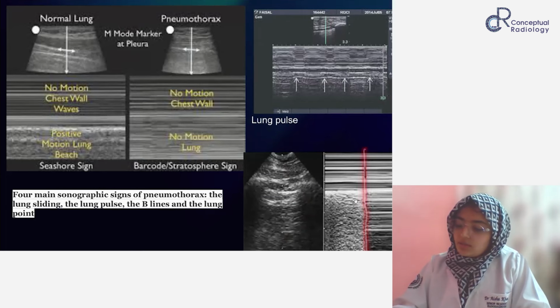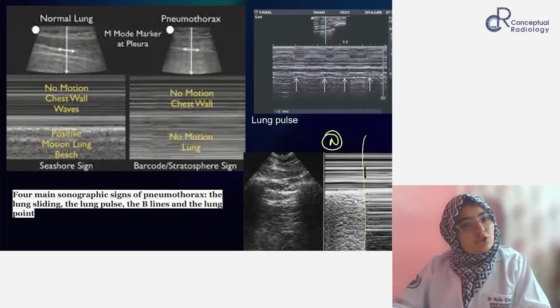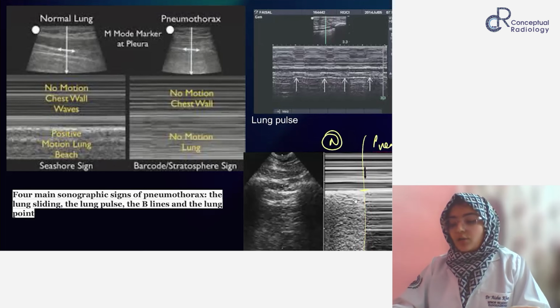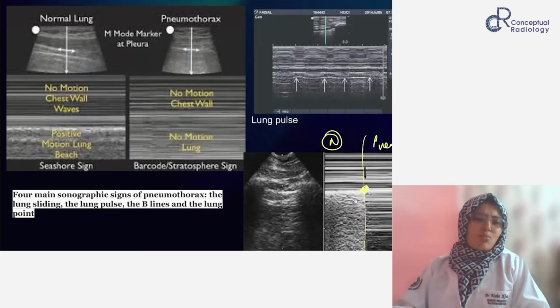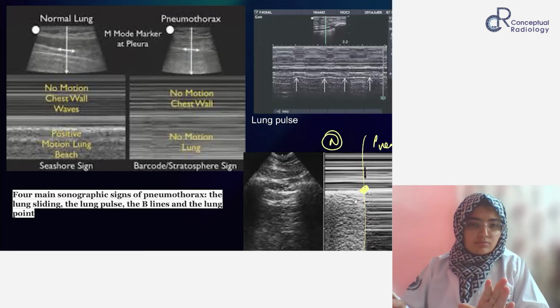So this is the normal healthy lung where the sliding is present. Healthy lung, normal lung, sliding is present. So seashore. This is the abnormal lung, or pneumothorax, where there is no sliding. And the point of transition between the two is going to be the lung point. Nothing big at all. Understood?